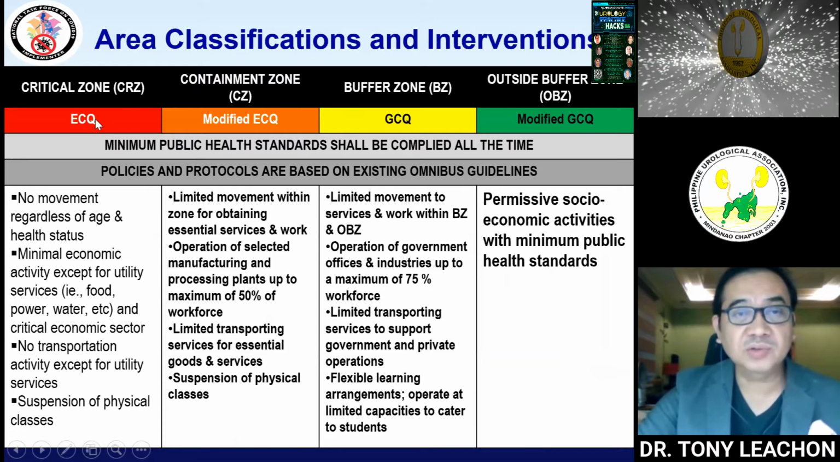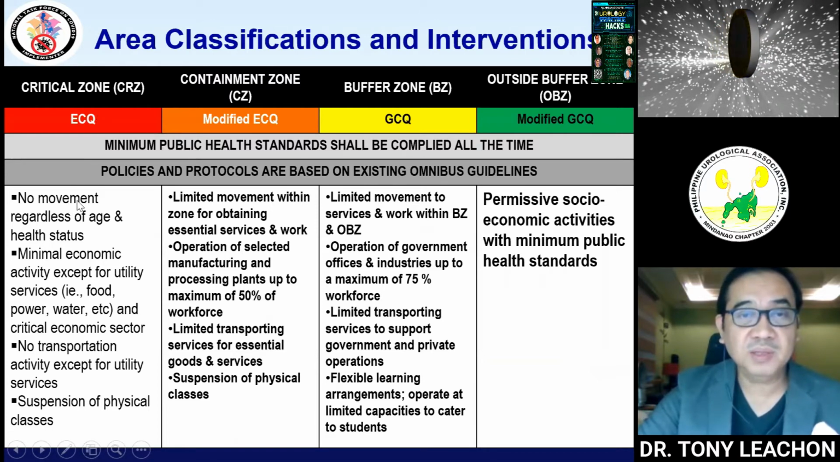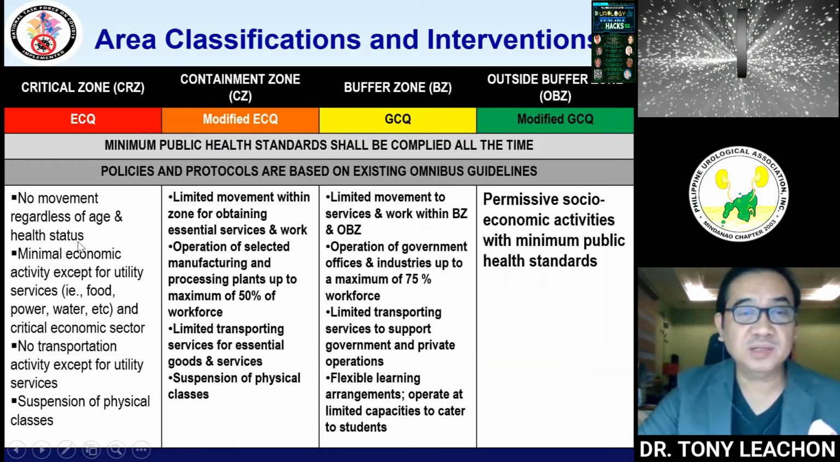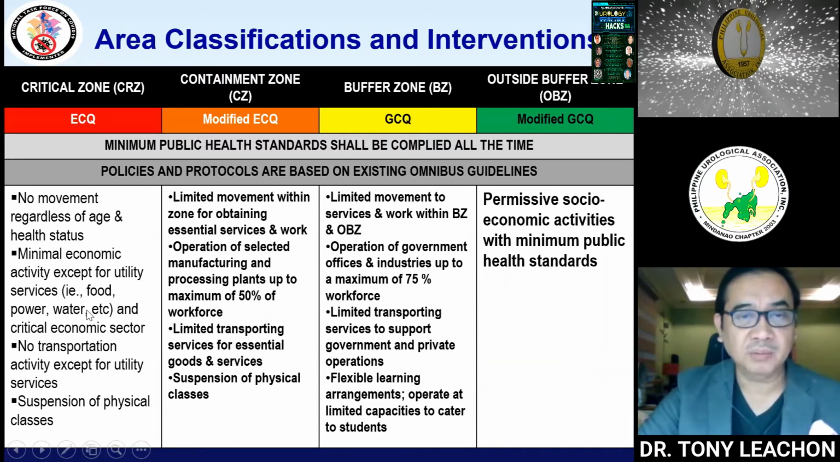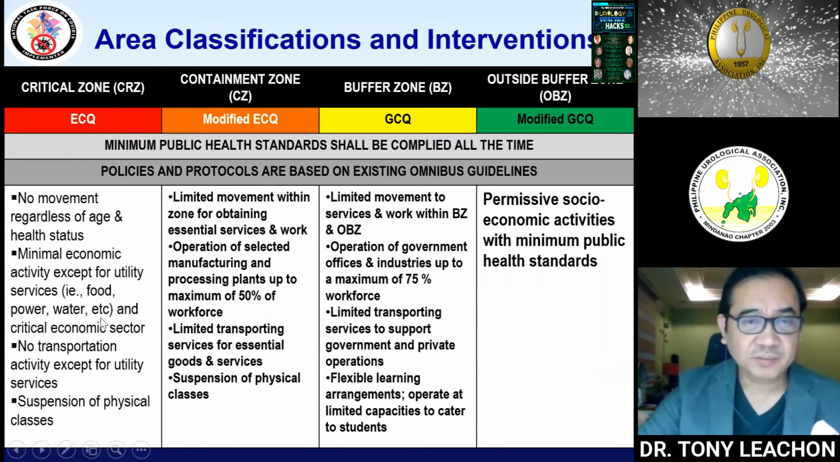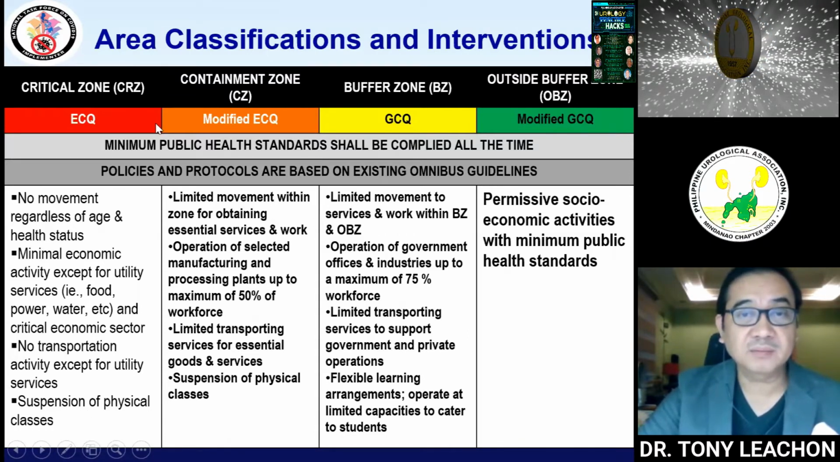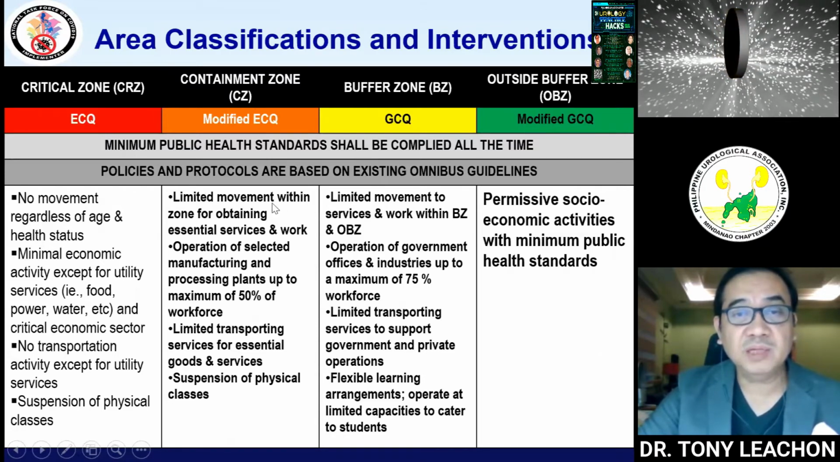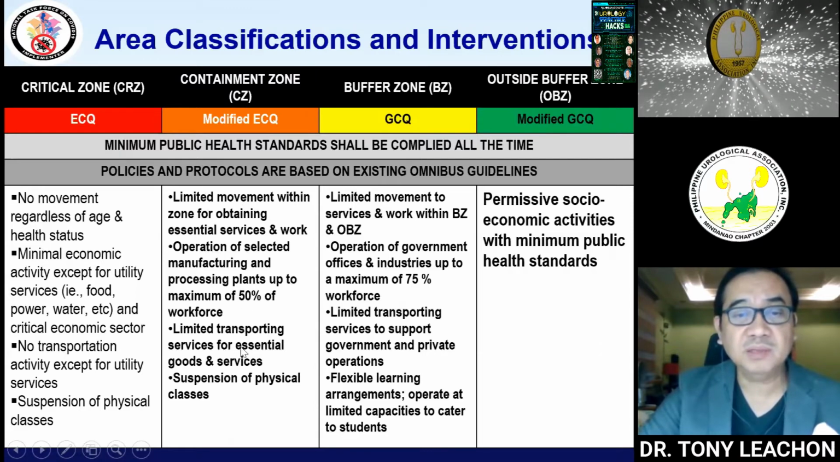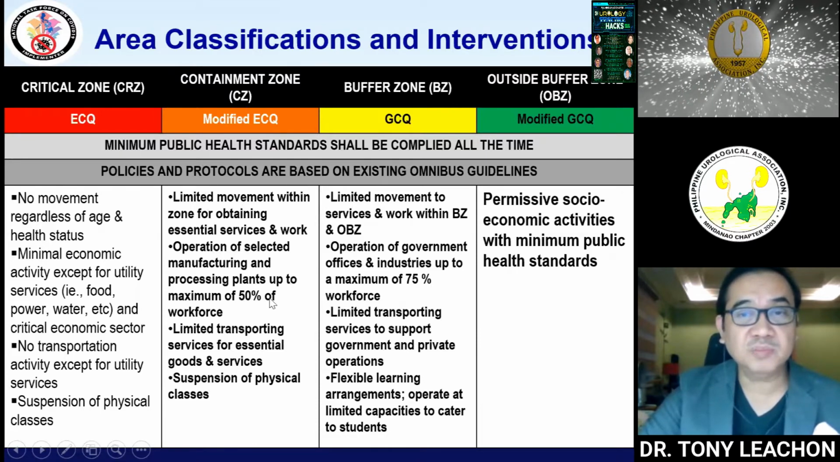When we mean ECQ, that is enhanced community quarantine, it means no movement regardless of age and health status, minimal economic activity except for utility services, food, power, water, and of course, the critical economic sector. No transportation except for utility services, and suspension of classes is a mandate. Now, when you mean modified ECQ, you have limited movement within the zone plus operation of selected manufacturing and processing plants up to 50%. And then you have limited transport services for essential services and goods. Again, there will be suspension of classes.